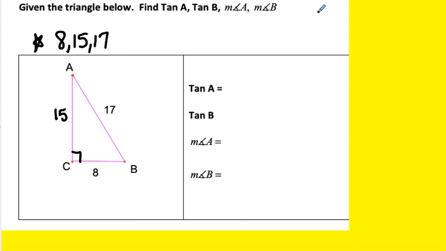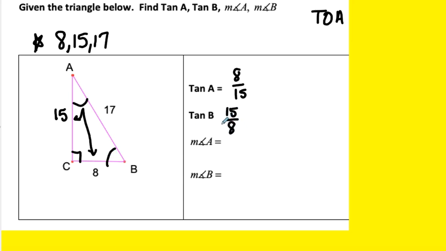Okay, so tangent, so TOA, SOHCAHTOA, is opposite over adjacent. So opposite would be 8, adjacent would be 15, because we're always talking about opposite and adjacent legs. The hypotenuse is never adjacent or opposite. All right, so tangent of A would then be 8 over 15. Tangent of B, make B the reference angle, would be 15 over 8.